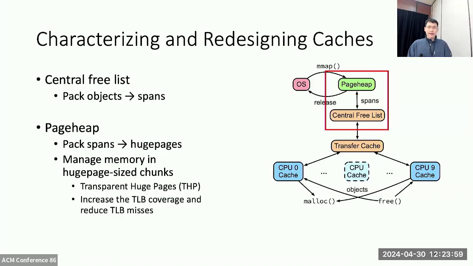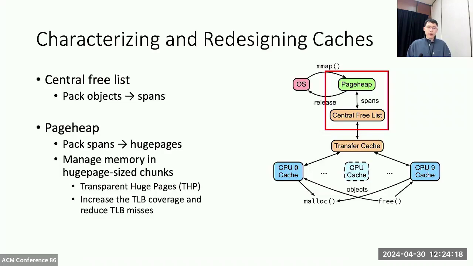Finally, we have the central free list and the page heap. These two are the places where we make memory packing decisions. In the central free list, we pack objects into spans, and the page heap is the place where we pack spans into huge pages. Due to time limitation, I will focus on page heap in this presentation.